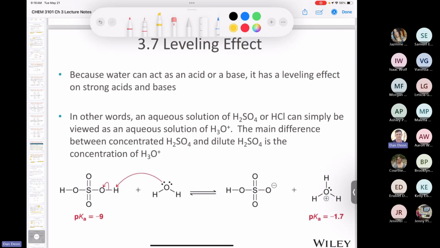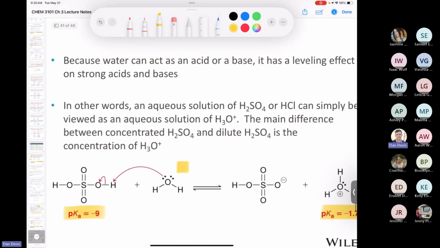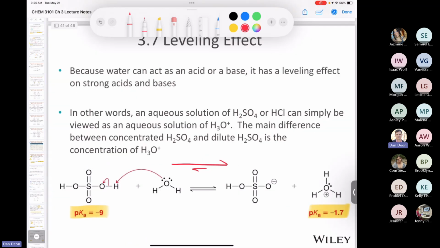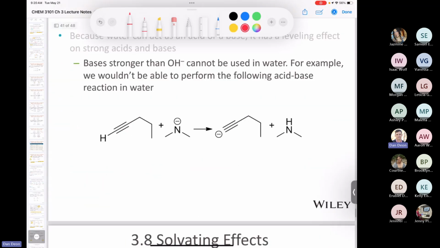Because water can act as an acid or a base, what if you put sulfuric acid in water and you mix the two together? Is water an appropriate solvent to dissolve H2SO4? The answer is no, not really, because sulfuric acid has a pKa of -9, whereas hydronium has a pKa of -2. And so the equilibrium is going to lie hard to this side. You're going to have no sulfuric acid molecules intact. None. They're all going to be converted into hydronium ions.